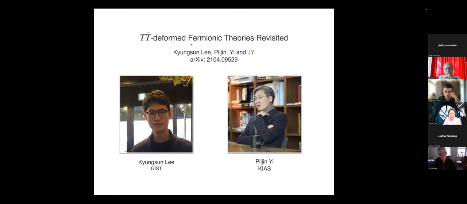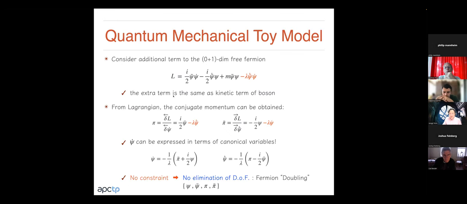This has nothing to do with this higher derivative theory, but we just studied this TT-bar deformation of fermionic theory with Kyung-sun, a PhD student, and Pil-jin Lee at KIAS. For simplicity, we studied a 0+1 dimensional free fermion with this deformation. It's the same feature.